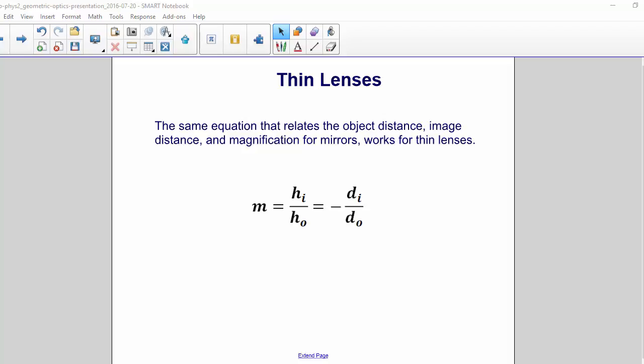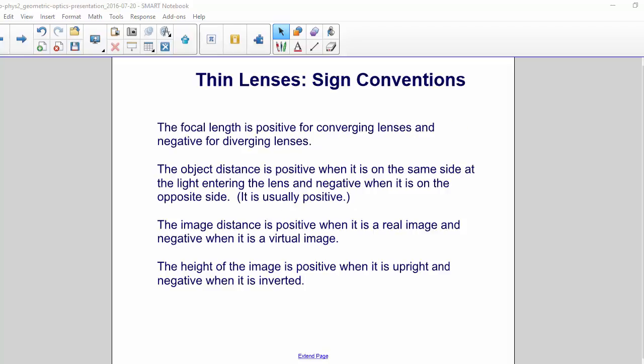as mirrors. A couple of quick notes about the sign conventions. The focal length is positive for converging lenses and negative for diverging lenses. The object distance is positive when it's on the same side as the light entering the lens and negative when it is on the opposite side. It's usually positive. The image distance is positive when it's a real image and negative when it's a virtual image. And the height of the image is positive when it's upright and negative when it's inverted.